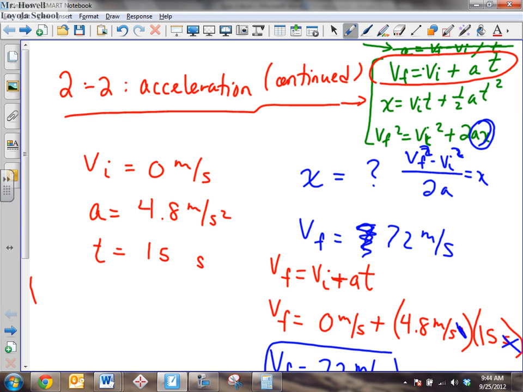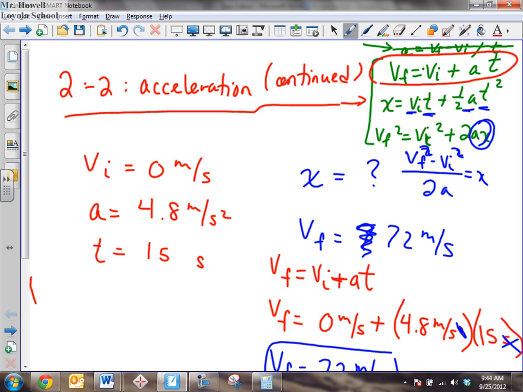What else can we use also? The second one also. Take a look at the second one here. The second one has VI, we know that. We know T, we know A. And that's already solved for x. So if you didn't want to solve this for x, you can use the second. It doesn't matter though. What did we say last class? Remember? You get the same answer either way.